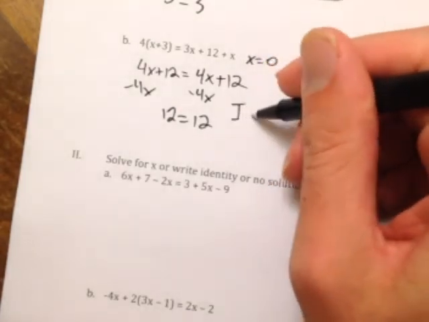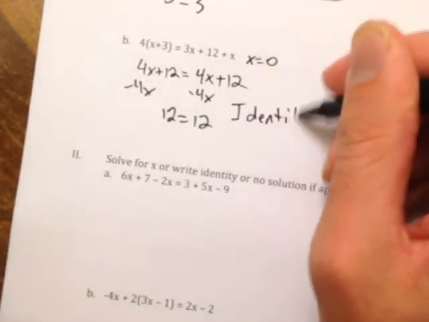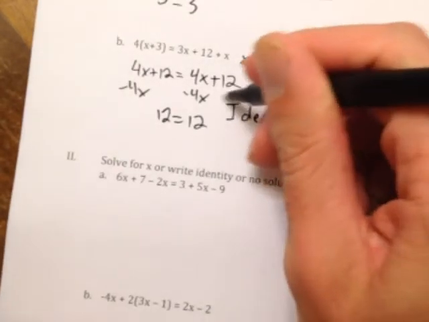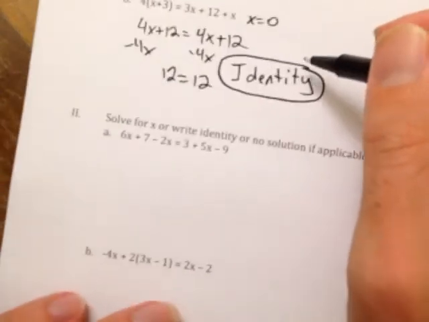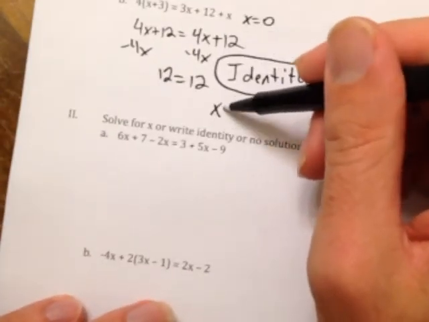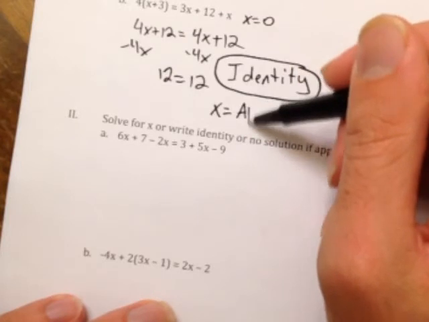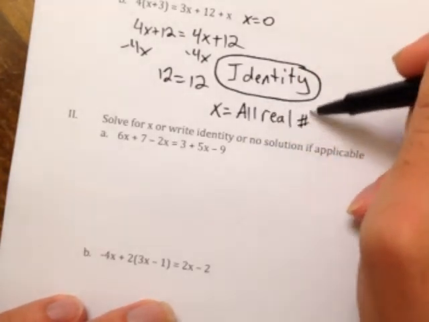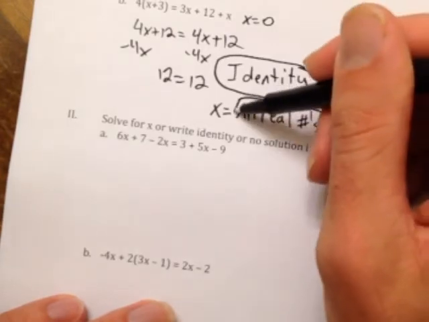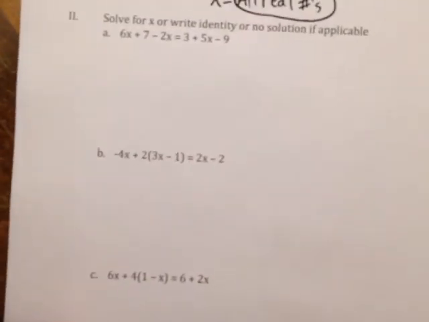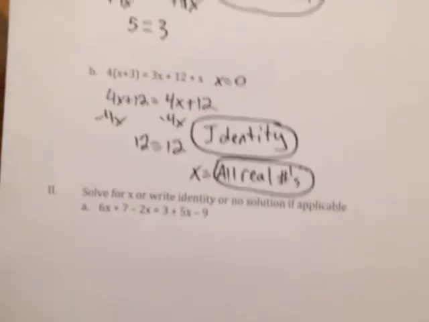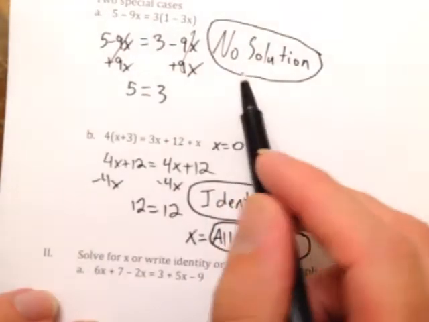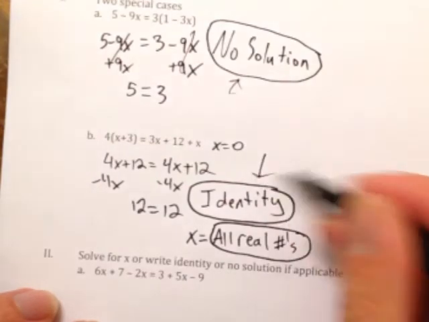This is what we call an identity. An identity is something that's always true. The other thing that you might say if you were trying to actually come up with what x is, you could say that x is all real numbers, meaning that you could plug in anything you wanted for x and that would work out just great. So there's really nothing new for you to learn other than if your variables drop out, you're either going to get no solution or identity.